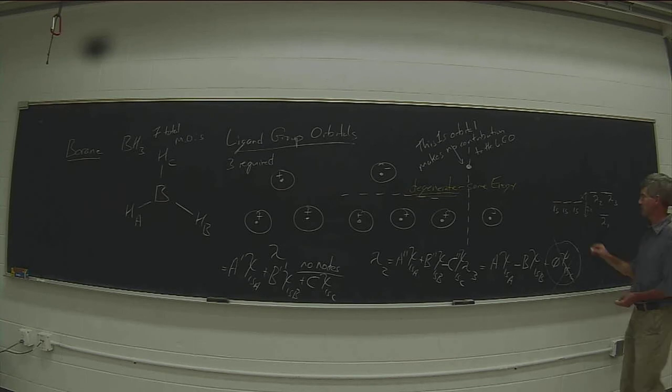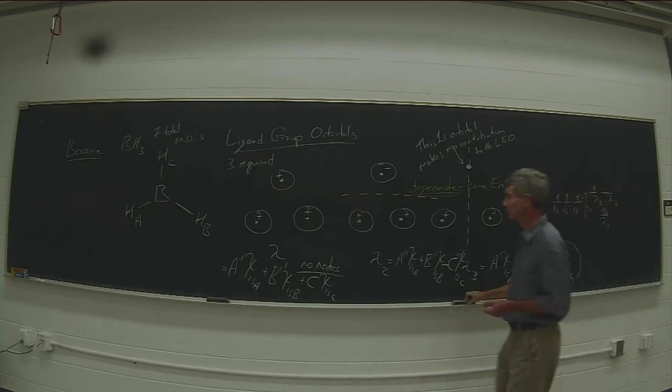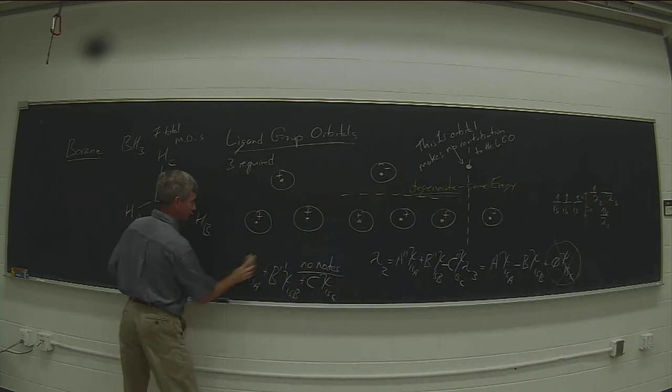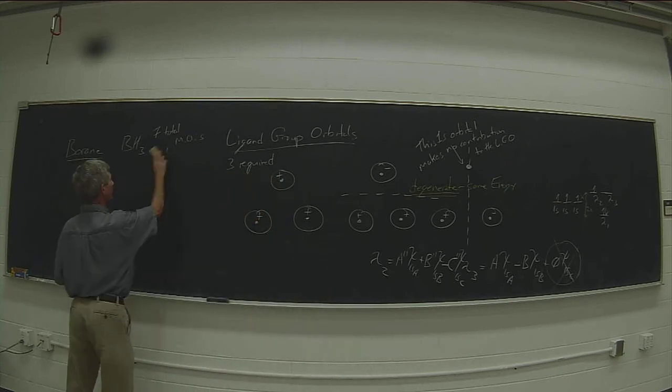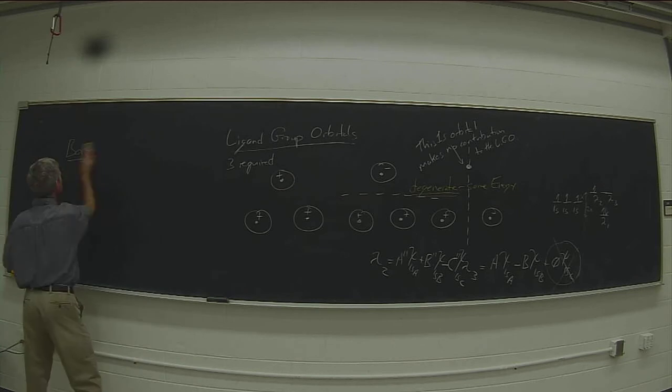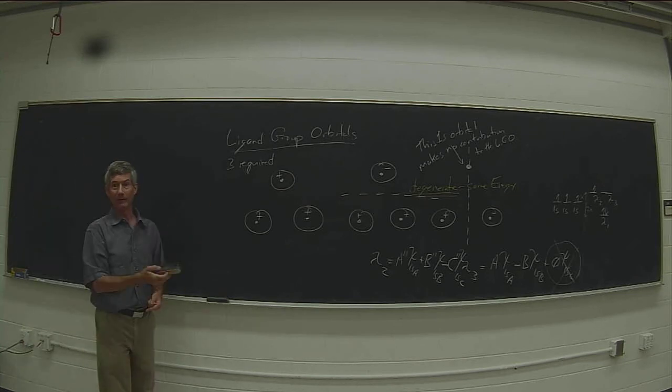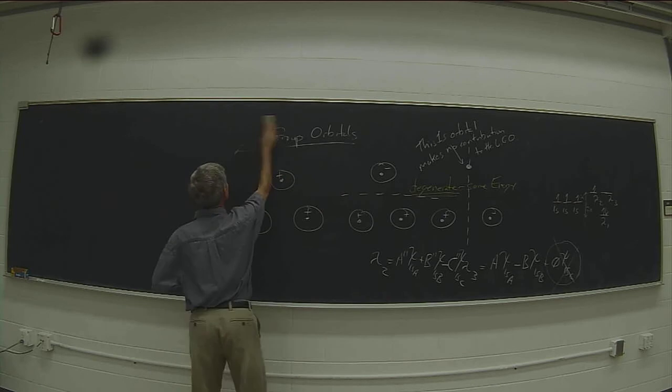Ligand group orbitals don't exist any more than hybrid orbitals do. But if we wanted to, we could imagine having now taken these 3 hydrogen 1s orbitals and created from them, temporarily anyway, a filled lambda 1 orbital and half-filled lambda 2 with an empty lambda 3. So now what we have to do is figure out how to take the boron orbitals and interact them with the ligand group orbitals.